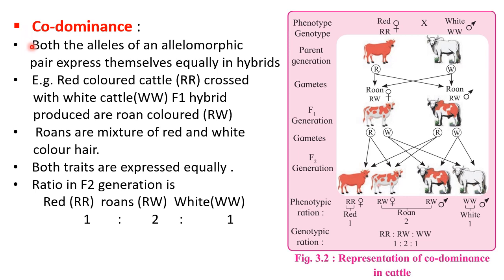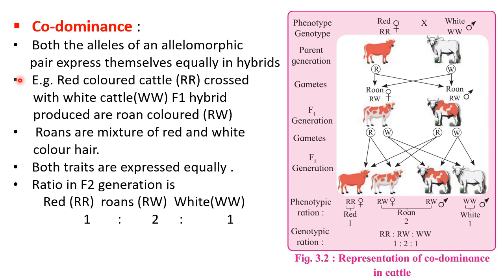In codominance, both the alleles, or they are also called genes, of an allelomorphic pair express themselves equally in F1 hybrids. Such alleles which express themselves equally and independently in F1 hybrids are called codominant alleles. Hence, in codominance, both alleles are expressed.